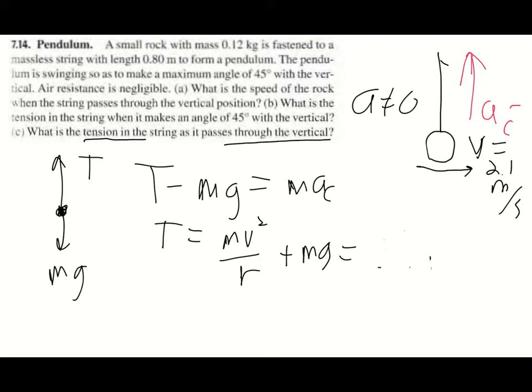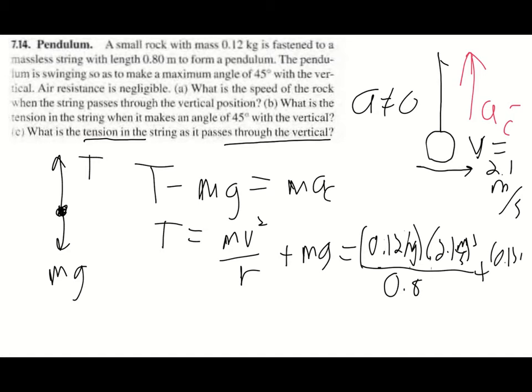So it's going to be 0.12 kilograms, 2.1 meters per second squared, over the radius, which is going to be the length of the string, 0.8, plus 0.12 kilograms times 9.8 meters per second squared. I left the units off there.